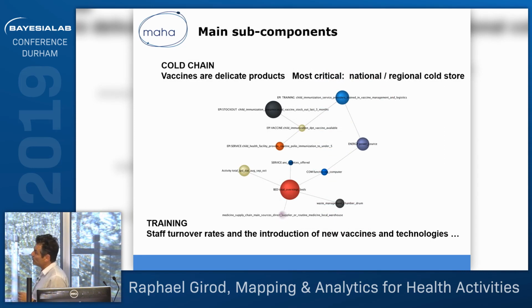The main subcomponent, the cold chain, is a key component when we are dealing with the immunization program, because it's a very delicate product, especially at the national level. You could imagine if you have some constraints at the national level before spreading all the stocks to the lower level, something happening at that level could spoil your whole network. The importance of the training also, because new vaccines and new technologies are proposed in the countries. People do need to be trained to properly vaccinate or to use new equipment.